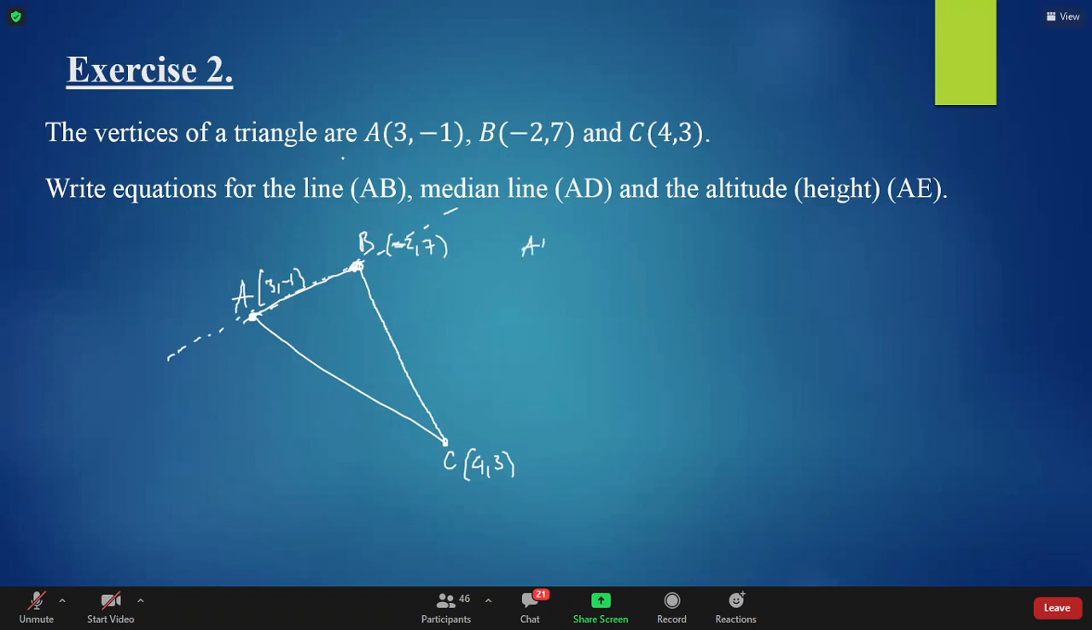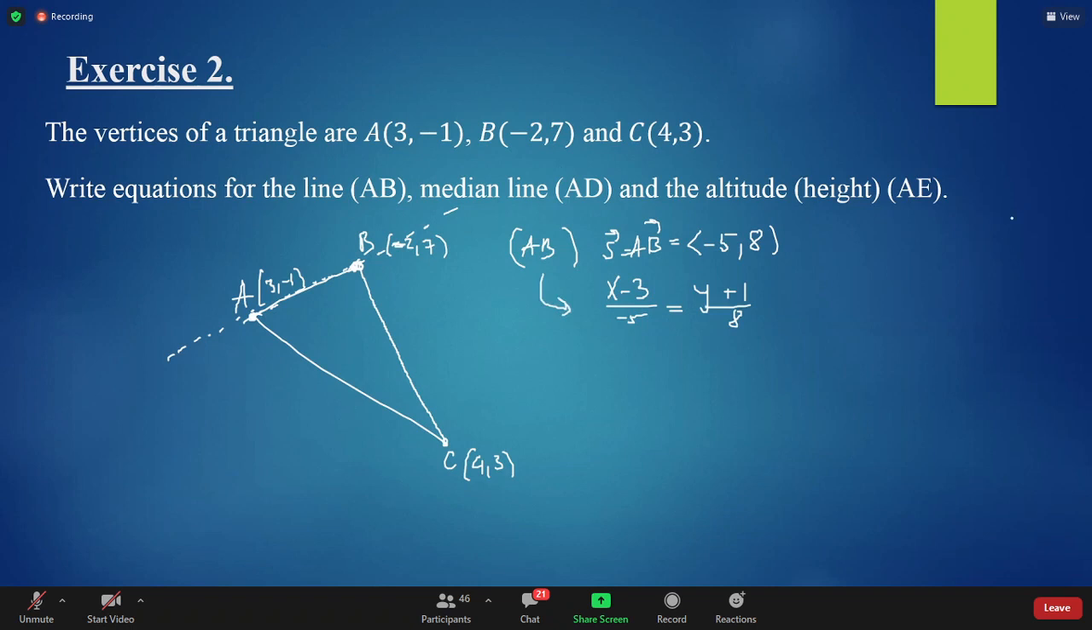Or if you like, you can write the vector AB or BA as the direction vector. That would be the same, no problem. So let's write the vector AB, which will be the direction vector of this line: from 3 to -2 is -5, and from -1 to 7 is 8. And so I can say that (x minus 3) over -5 equals (y plus 1) over 8 is one type of equation for the line AB.